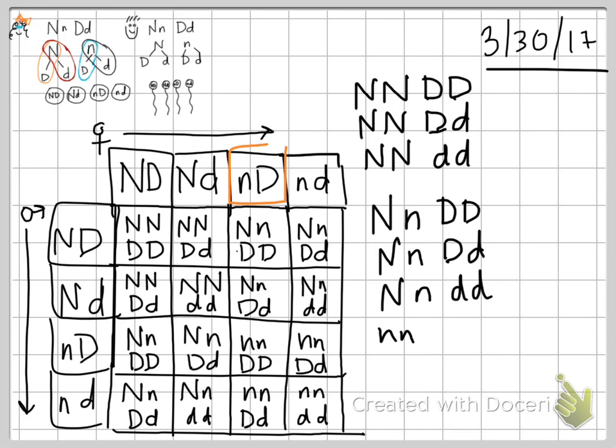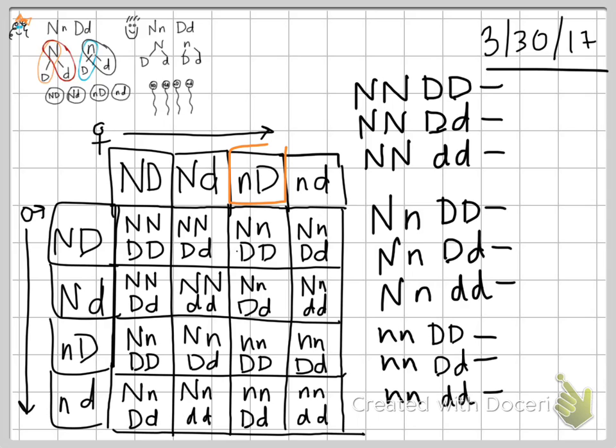I'm going to make this easier on myself by copying that. And if you're working in Docere, you can copy that too. Okay. So now we have to go through and tally.